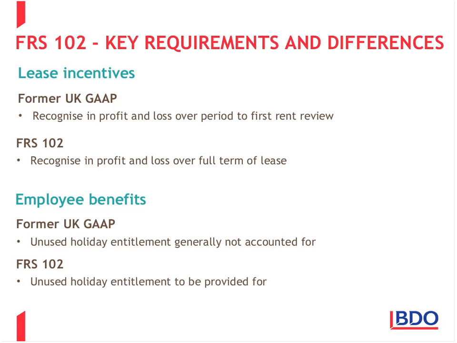Lease incentives. The key point on lease incentives is that the recognition criteria are different under FRS 102, and it may mean that items that were categorised as operating leases or finance leases under former UK GAAP will be treated differently under FRS 102. Employee benefits. Unused holiday entitlement was generally not accounted for. It will need to be recognised under FRS 102.